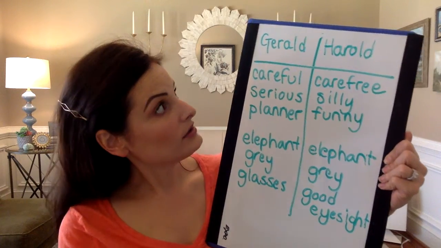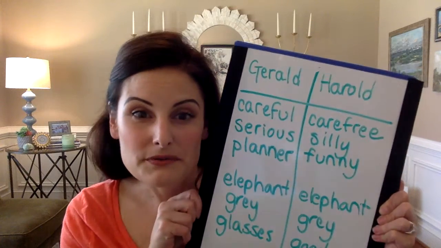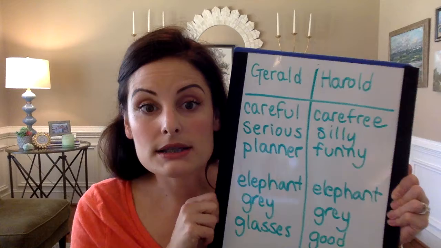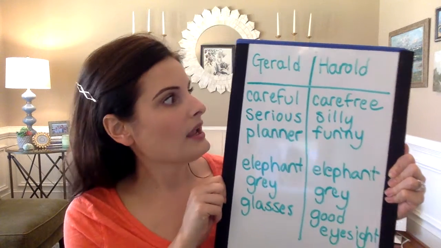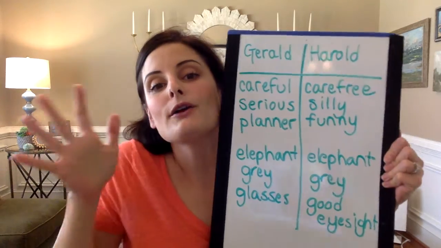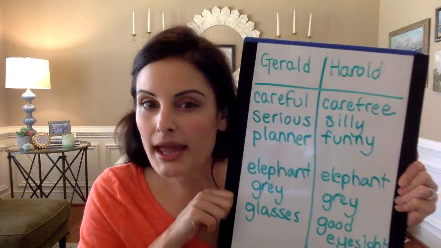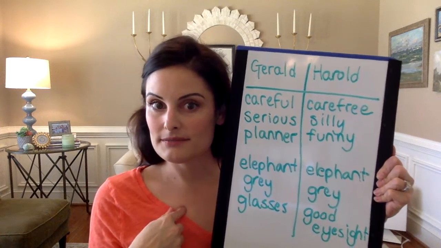in Gerald and Harold. Gerald is very serious and careful. He is a planner. Harold was super carefree. He was silly and funny. So they had different inside traits.